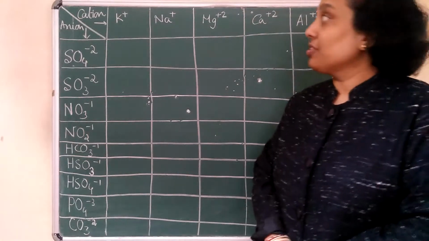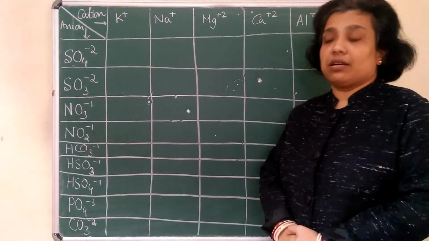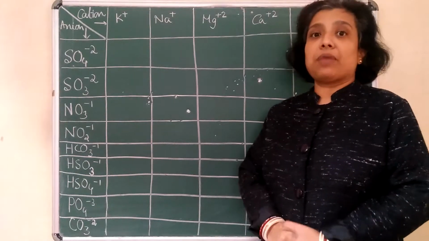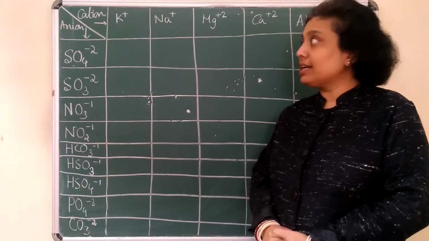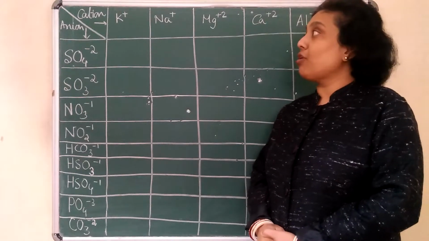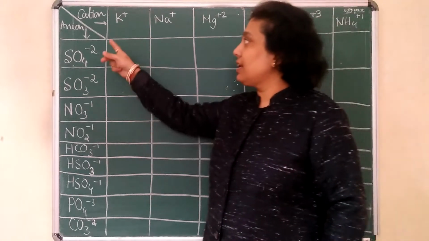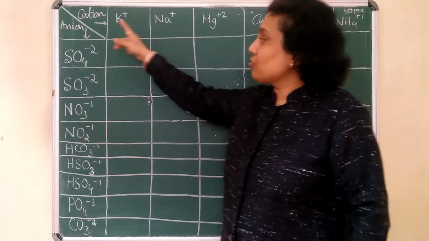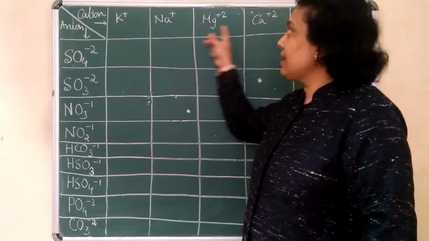Hello everyone. Today we are going to discuss what I gave in the previous video. I gave one question paper pattern, and now I'll show how to solve that paper, so that you understand the way we write the formula of a compound. According to the syllabus, these are the anions and these are the cations. First, in practice, you write these are the anions and these are the cations.